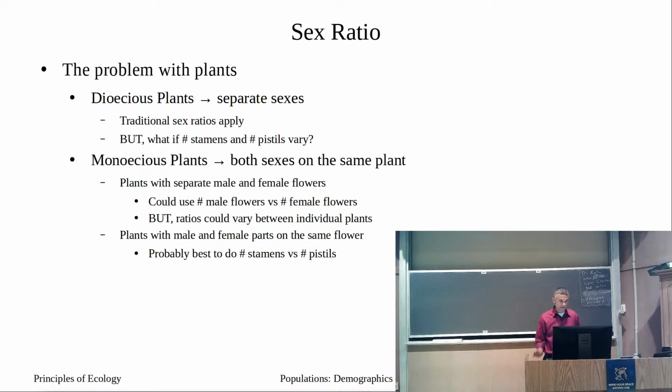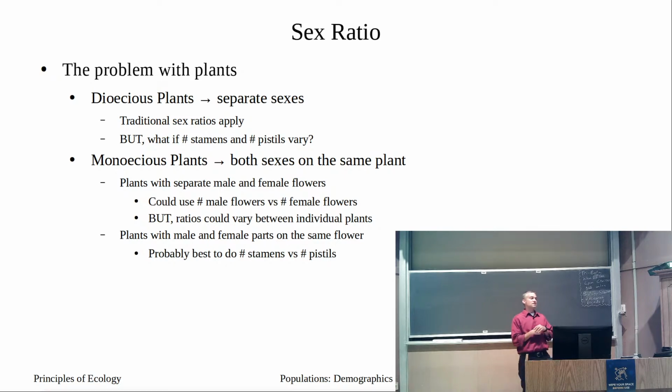And I said we ended with plants. So plants present a pretty unique problem because of the variation we have across the plant world. Some of our plants are dioecious, where we have separate male and female plants. Some of our plants are monoecious, and in those monoecious plants we could have separate male and female flowers, or we can have flowers that have both sex organs. And the question then becomes, how do we determine our sex ratio?